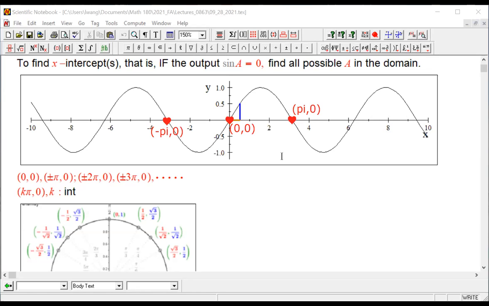And the list goes on, right? To express all of them, where there are infinitely many, that's the expression: k pi, comma 0, where k is any integer. Any integer includes what? 0, plus 1, minus 1, plus 2, minus 2, plus 3, minus 3. And your calculus teacher would expect an answer like this.